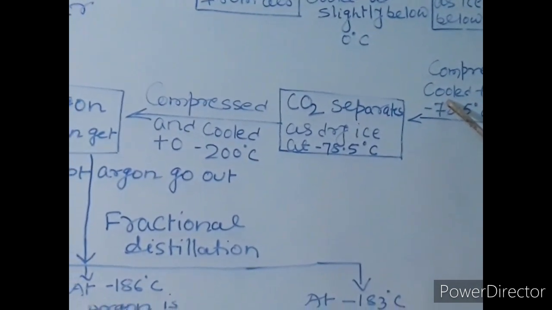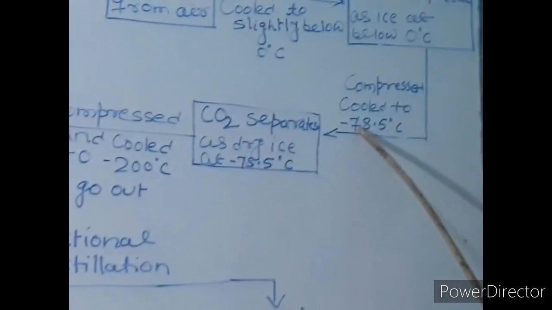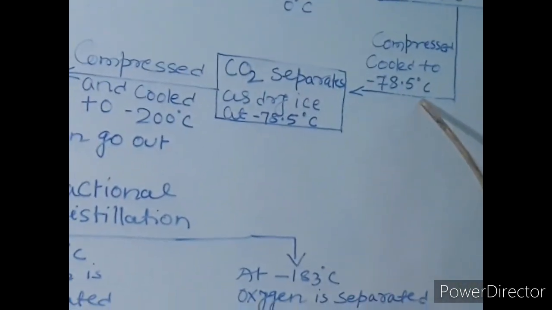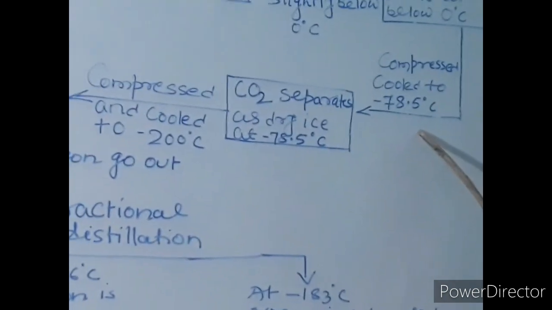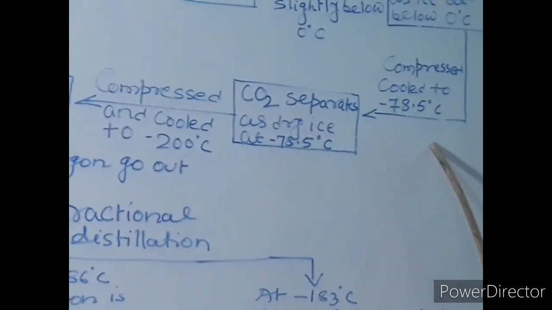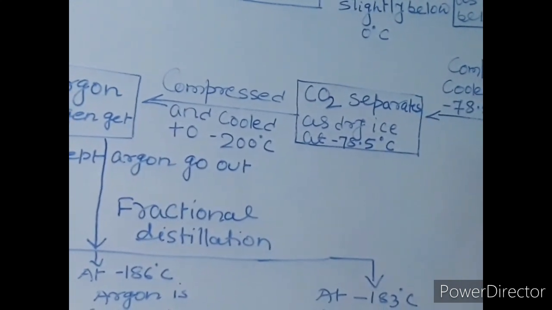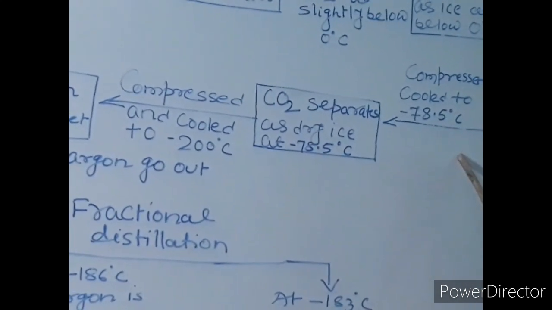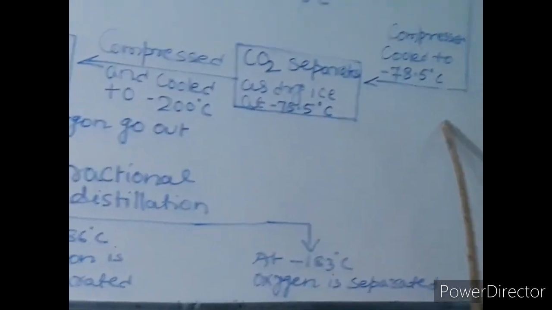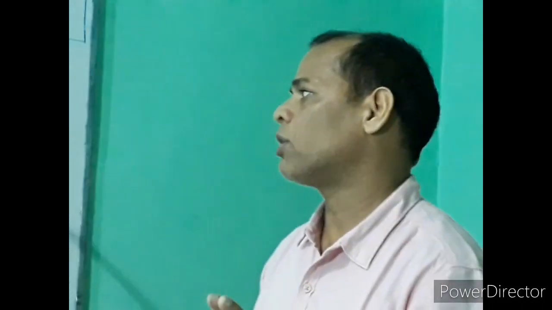Now next step, again the compressed air is cooled to minus 78.5 degree Celsius. At this temperature, the CO2 present in the air converts into solid carbon dioxide, which we often call dry ice. As I said, why is it called dry ice? Because when you touch it with your hand, your finger does not get wet. It resembles ice, but it does not have wetting properties. So it is called dry ice.